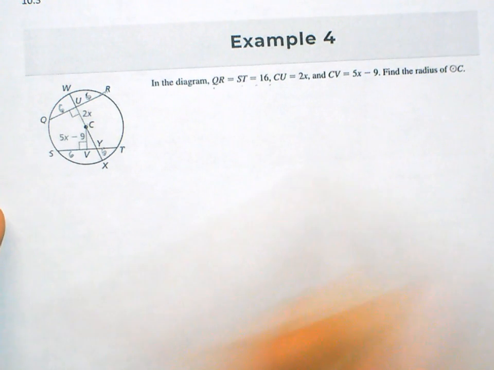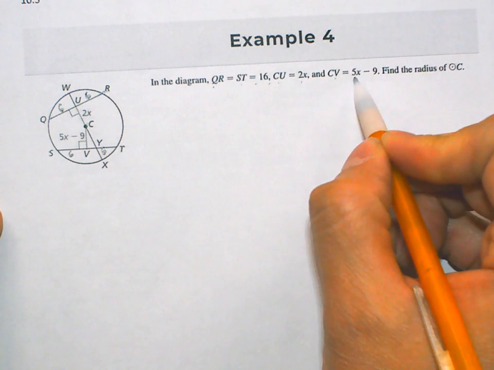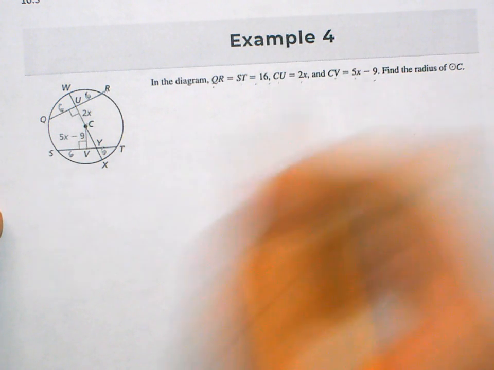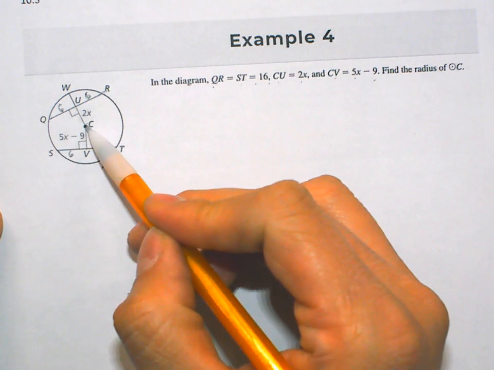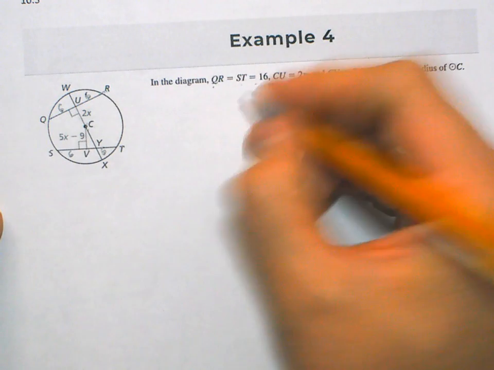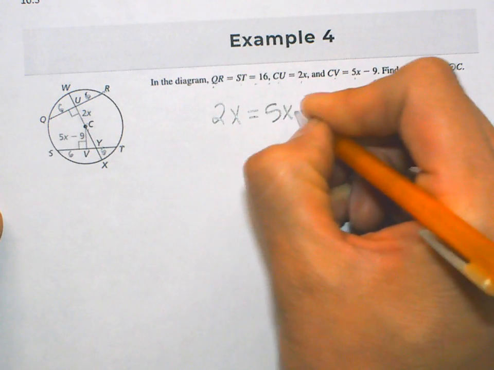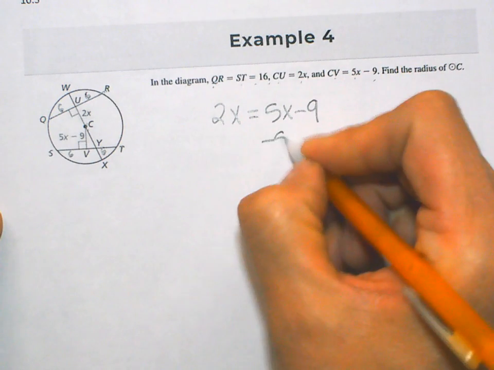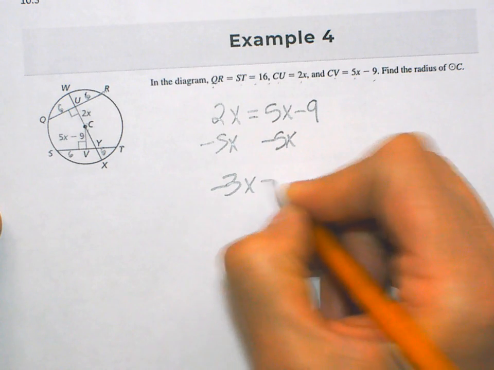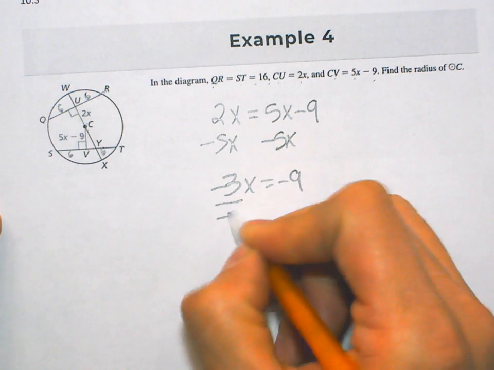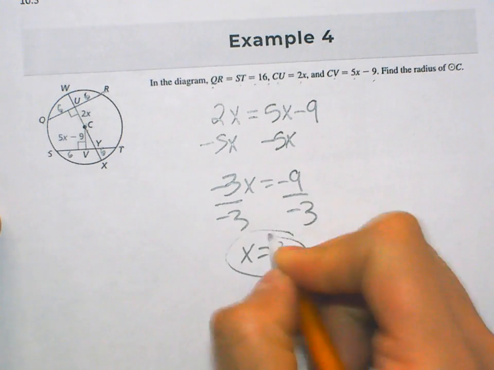Now, CU is equal to 2x and CV is equal to 5x minus 9. Based on the theorem that we just covered, because these two segments are congruent, the distance from here to here and from here to here are going to be exactly the same. So 2x equals 5x minus 9. I'm going to solve it for x. That's going to give me negative 3x equal to negative 9. And when I divide this by negative 3, that's going to equal positive 3.